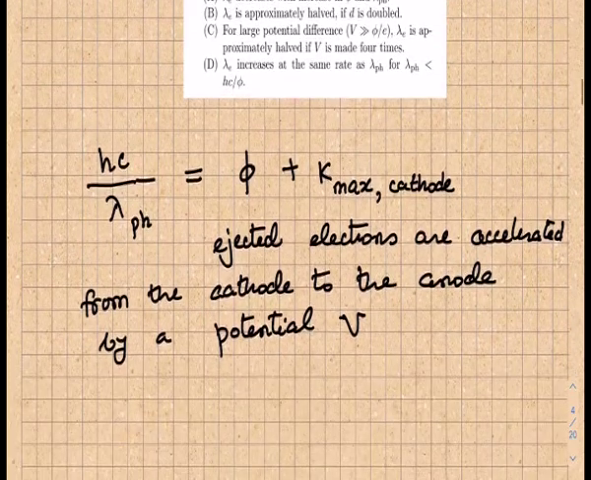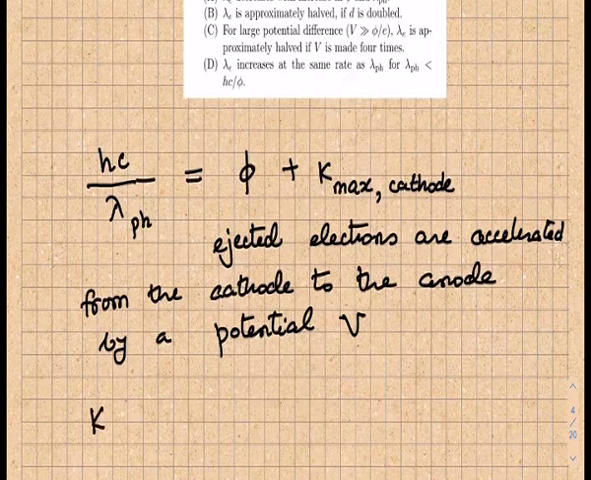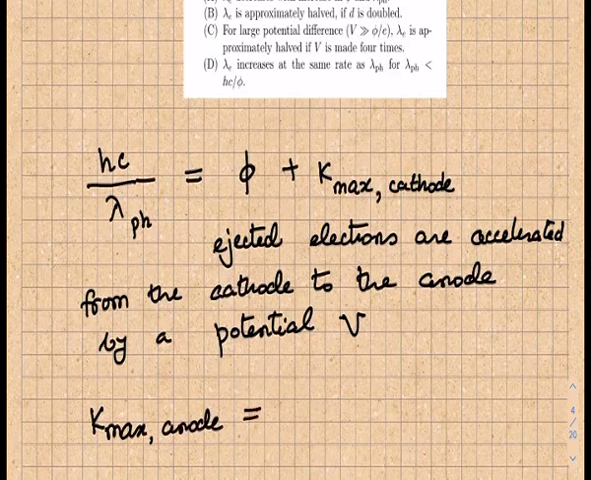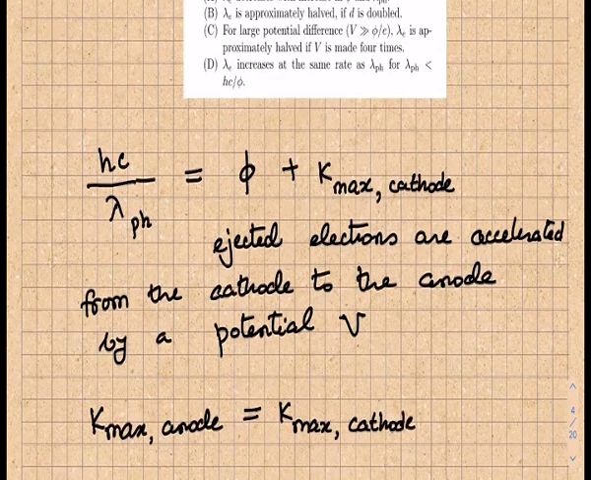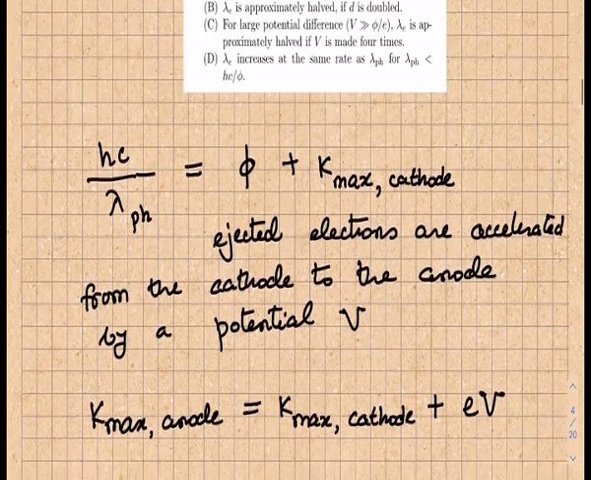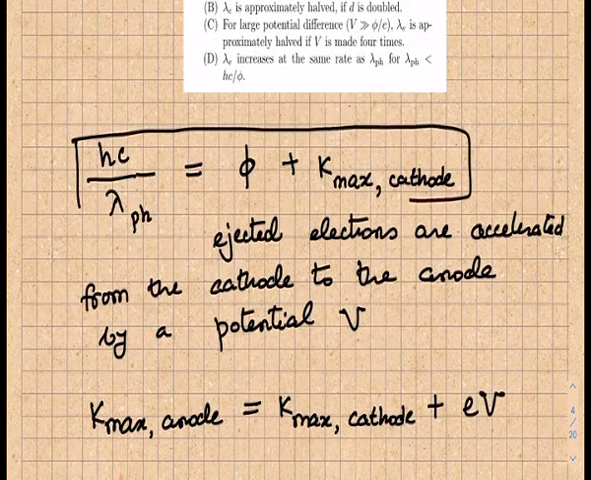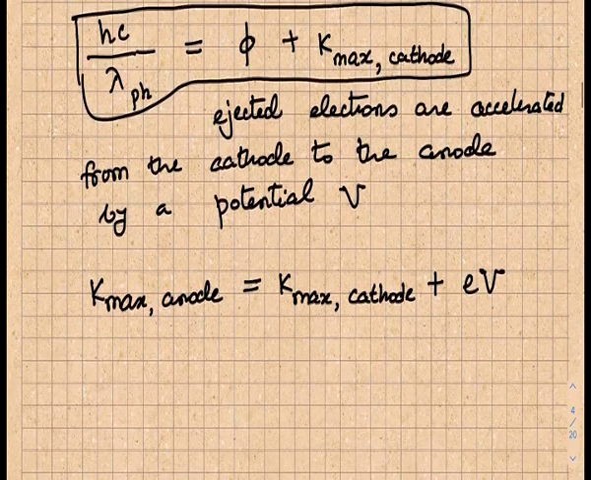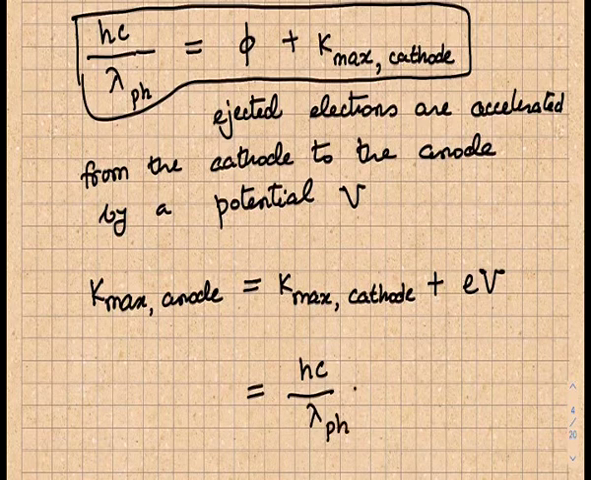So the kinetic energy of the electron that is reaching the anode, I can write it like this. Initially the kinetic energy at the cathode was this much, and then when it has propagated, it is given this additional energy eV. Now again you see from this particular formula here, I can express this thing, the cathode kinetic energy, as hc by lambda PH minus phi, and this guy is eV.